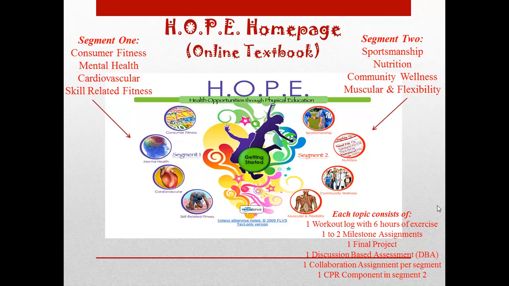To the left of that Getting Started button, you have your Segment 1 topics. Starting at the top, we have consumer fitness, mental health, cardiovascular fitness, and skill-related fitness.